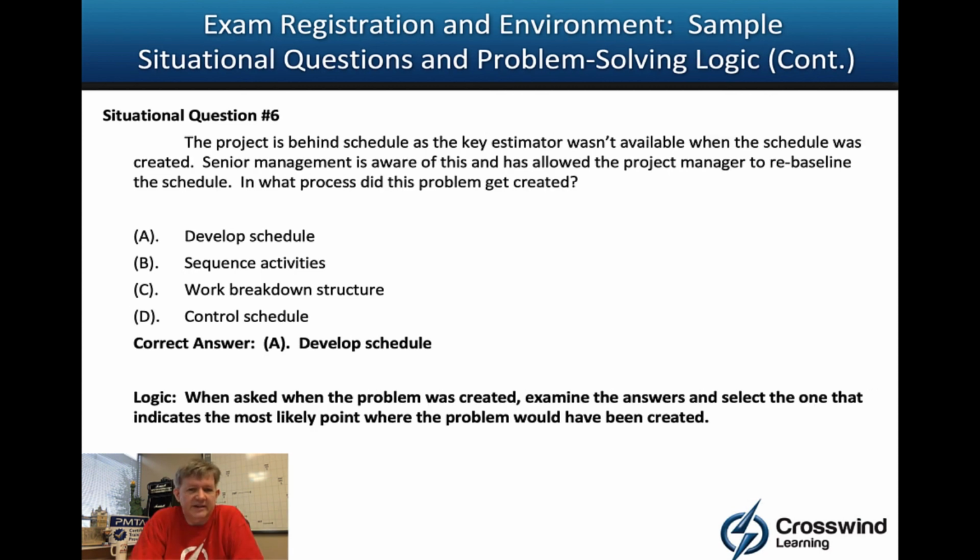Now, in the case of number 6, we just have a different sentence at the end. In what process did this problem get created? And I was already talking about that. Develop schedule is where the story was put in place, so to speak, the ideally nonfiction story, in other words, the reality that we're going to try to do. And as a result, if you didn't do develop schedule right to begin with because that key estimator wasn't available, that's where the problem started.